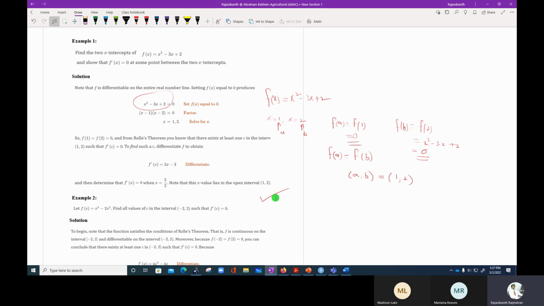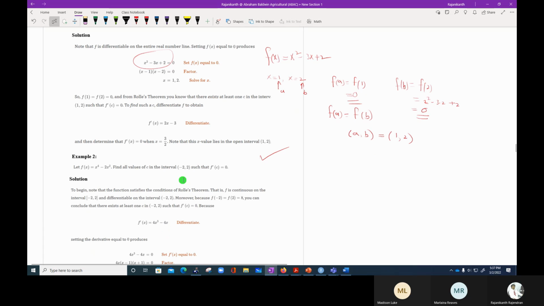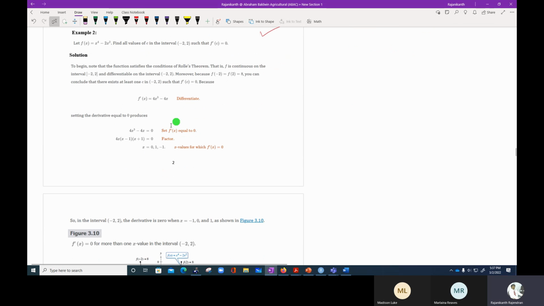Okay, so this is a way to show that the function has 0 slope at some point inside the x-intercepts. The next problem, we are given a function and find all the values c in the interval -2 to 2 such that f prime of c is 0. Simply find the derivative of the function, set it to 0 and solve for x. Those are the x values we could consider as c. Okay, so that work is here. So the derivative of the function is this, setting it to 0 and solving for x. So these are the slope 0 points.